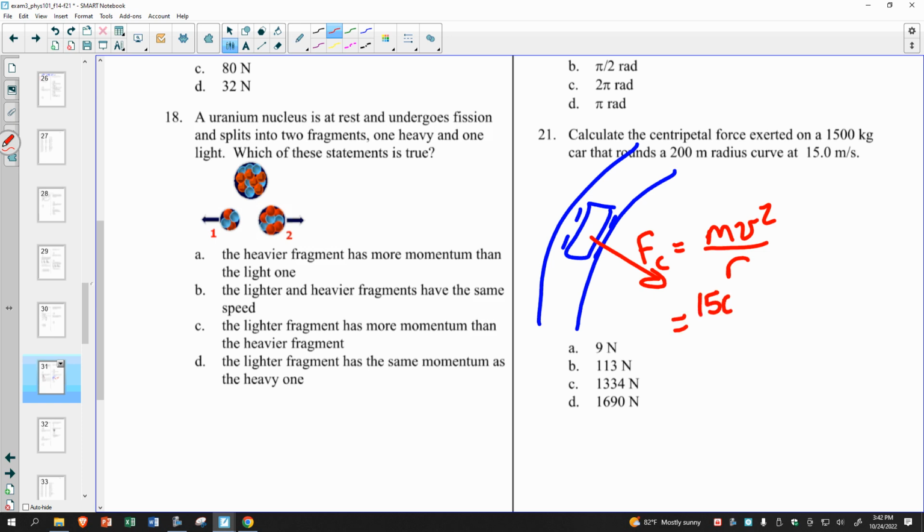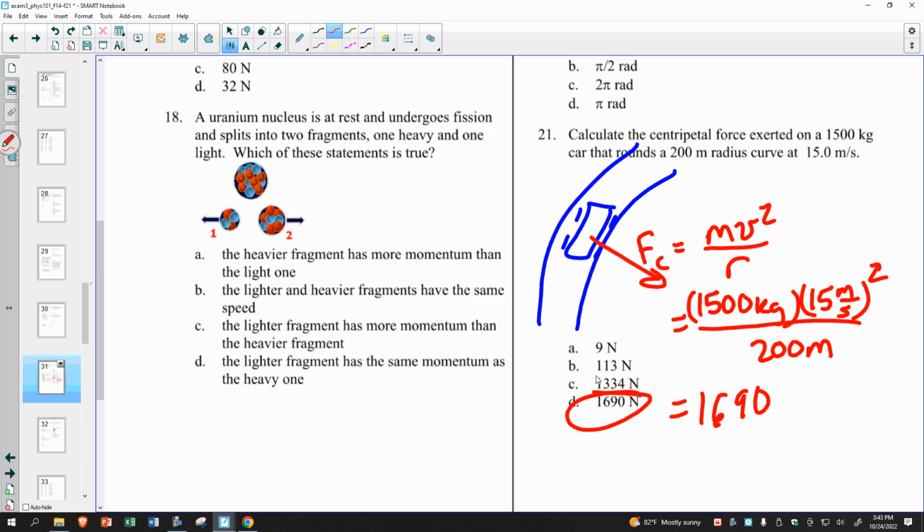I have a mass of 1,500 kilograms. That's the mass of your car. The speed of your car is 15 meters per second. That's squared. And then the radius of our curve is 200 meters. So that gives me 1,500 times 15 squared divided by 200. I get 1,690 newtons.